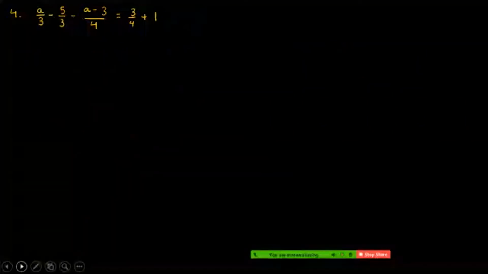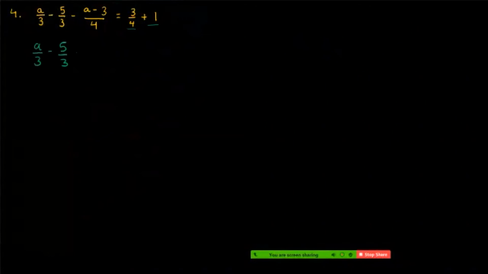Okay, now this equation is a bit more complicated, but it uses the same principle, and it will be fairly easy afterwards. What I like to do first, because this is easier, is get the lowest common multiple and add the right hand side. So I'll write down the equation again. a upon 3 minus 5 upon 3 minus a minus 3 upon 4 is equal to 3 upon 4 plus 1.